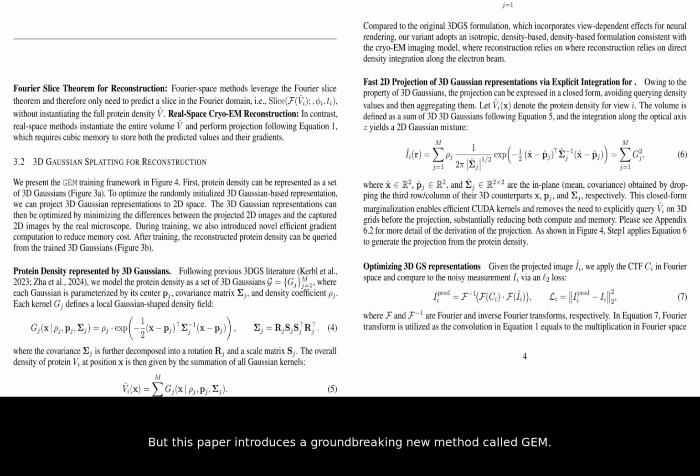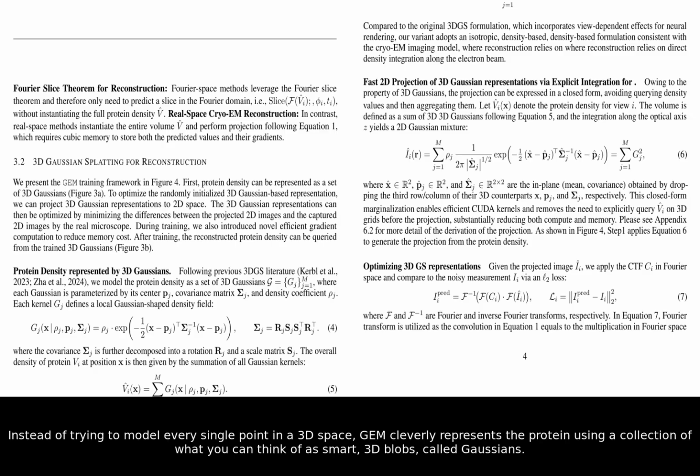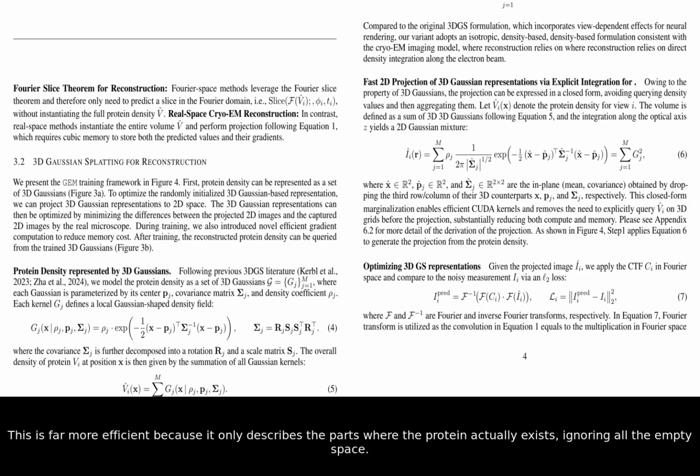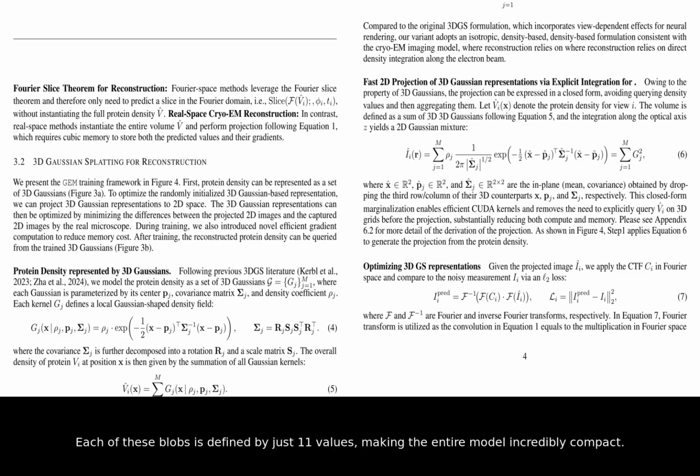But this paper introduces a groundbreaking new method called GM. Instead of trying to model every single point in a 3D space, GM cleverly represents the protein using a collection of what you can think of as smart, 3D blobs called Gaussians. This is far more efficient because it only describes the parts where the protein actually exists, ignoring all the empty space. Each of these blobs is defined by just 11 values, making the entire model incredibly compact.